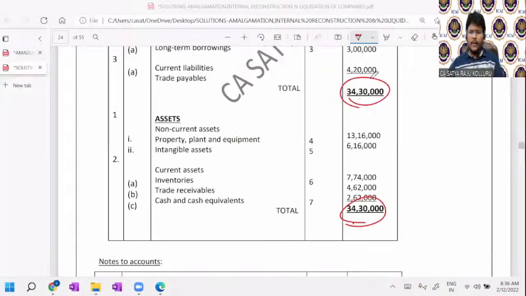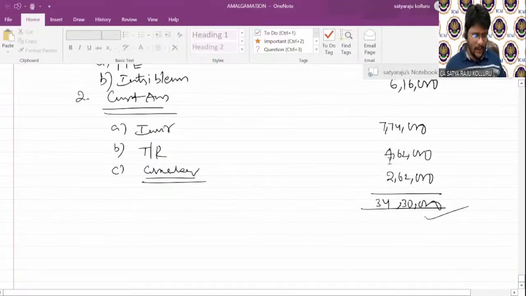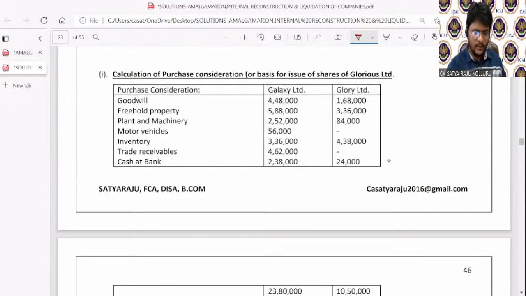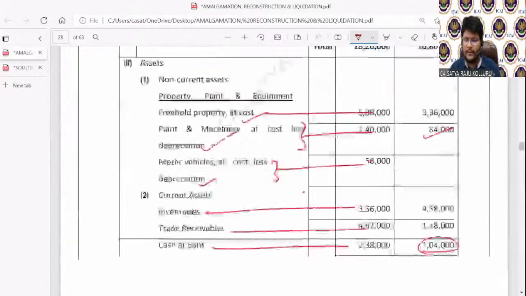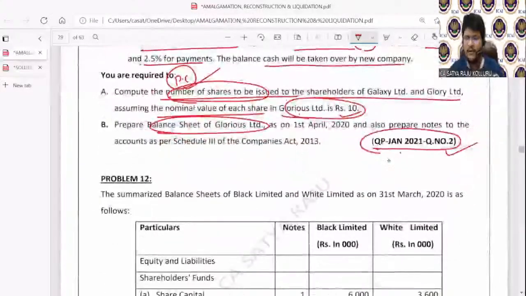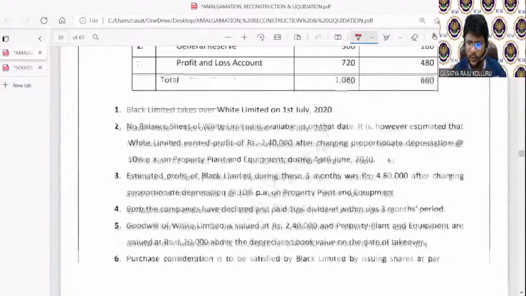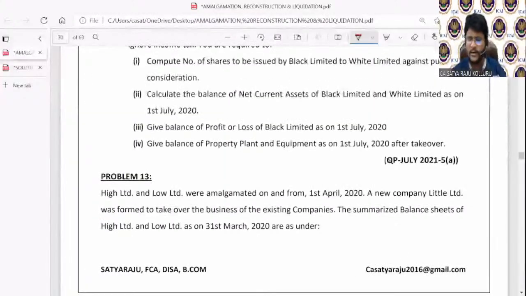Yes, so welcome back, guys. We completed up to problem number, just a second. The last problem is problem number 11, right? Just now we saw the January 2021 examination problem. Now we are going to see another examination problem, problem number 2, which is related to July 2021. Yes, the July 2021 examination question paper.